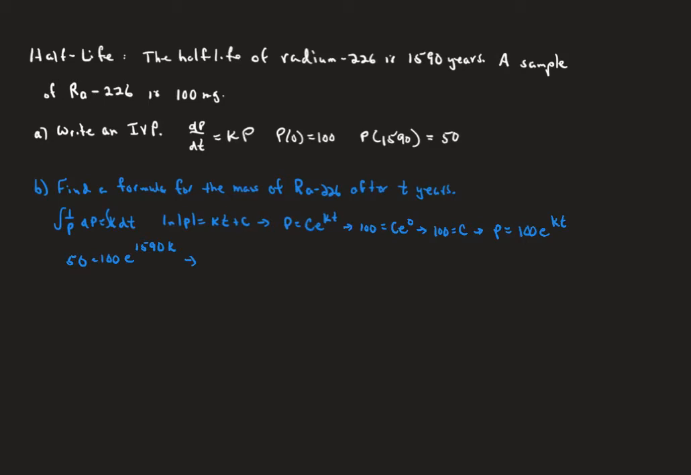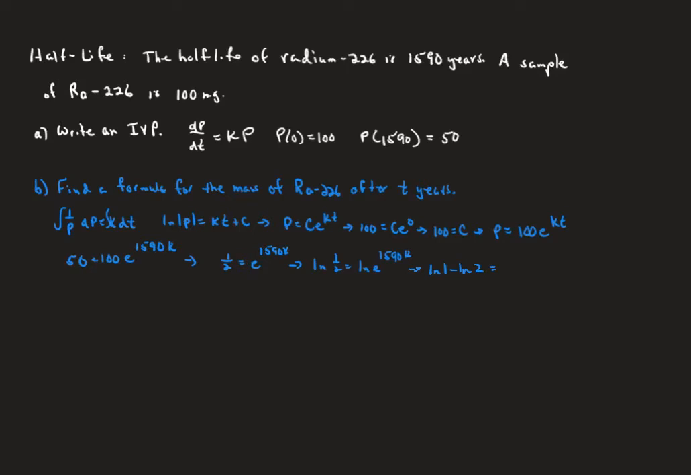So we'll divide by 100 and get 1/2 is equal to e to the 1590k. We'll take the natural log of both sides, and that will give us something that looks like this. We can do all kinds of properties of exponents here. Who could resist saying that the natural log of 1/2 is the natural log of 1 minus the natural log of 2?